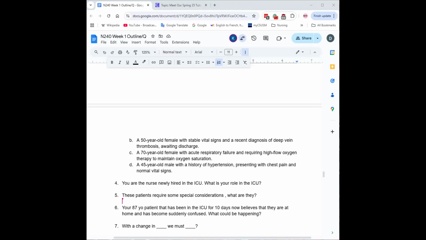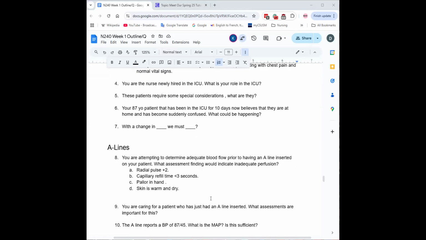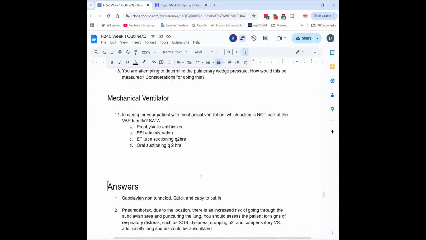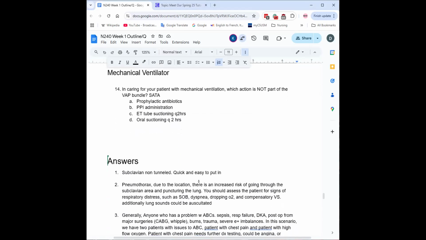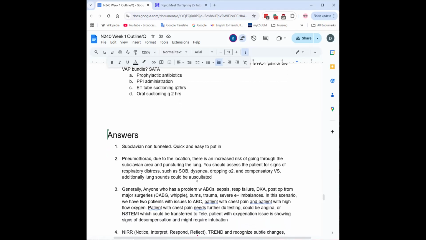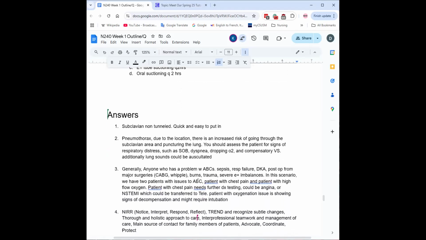Let's see, quickly noticing a change of condition. Yeah, cool beans. So noticing, I think the acronym that was given to you guys was NUR: notice, interpret, respond, and reflect. So it's basically your nursing process, right? Trending and recognizing your subtle changes, thorough and holistic approach to care, because we need to take everything about this patient into consideration. If I continue to give them a whole bunch of pressors and antibiotics and I'm overloading them, okay, now I'm sacrificing the kidney. So I have to look at the patient as a whole.